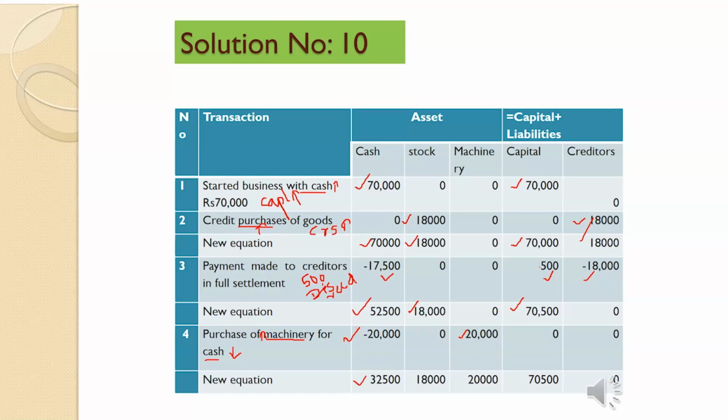So what is the net amount? 52,500 minus 20,000 is 32,500. 18,000 is the stock value. Machinery value 20,000. Here capital is 70,500. Okay, creditors value 0. So this is the procedure for entering the transactions. Okay.